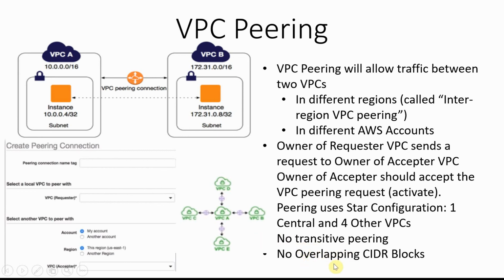And similarly, you should ensure that there is no overlapping of CIDR blocks. When I say CIDR blocks, this IP range is CIDR. So this IP range, we should select very carefully. For example, if this VPC is 10.0, this should not be 10.0, there will be a clash. So this should be, for example, a different one, like 172. There should not be any overlapping of IPs. So that is very important for VPC peering.